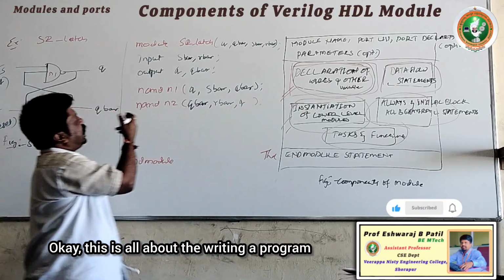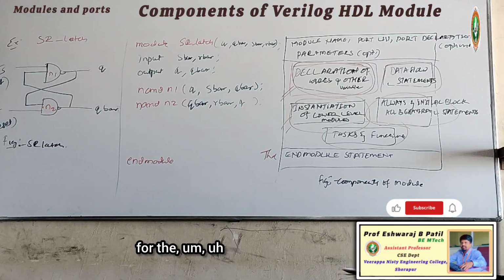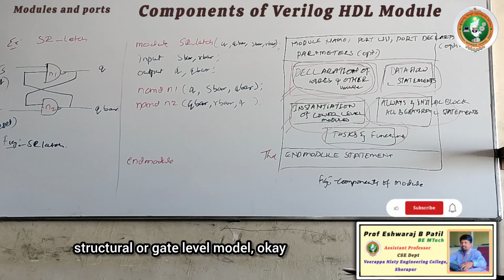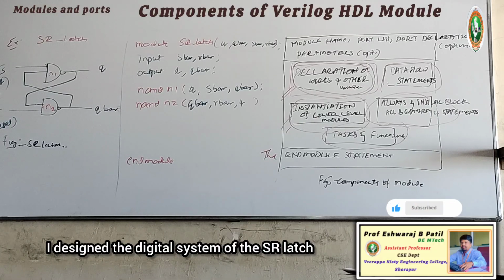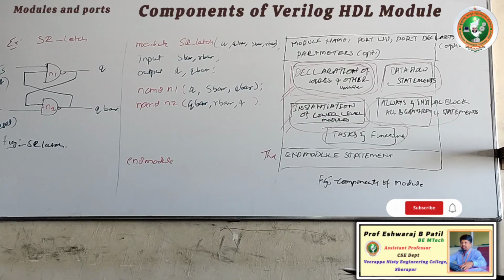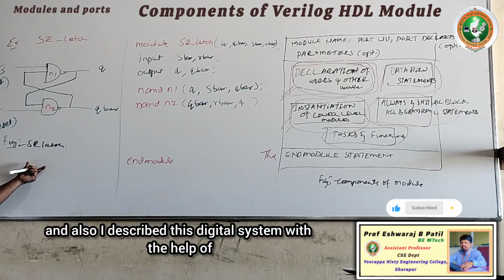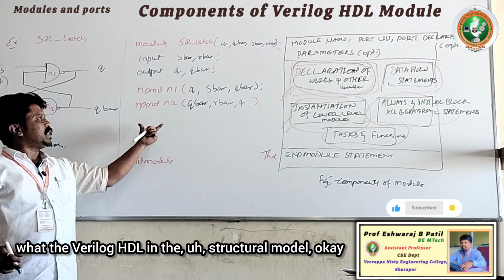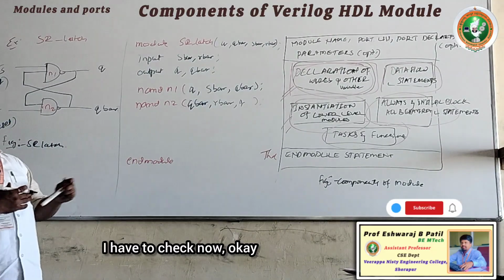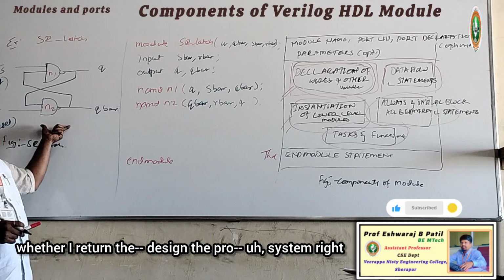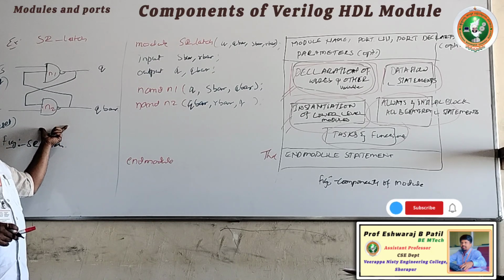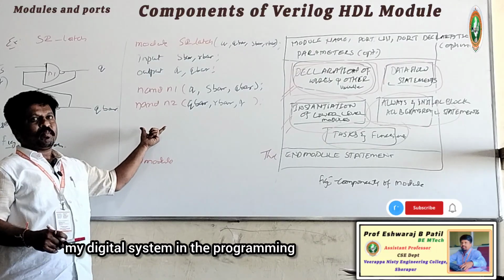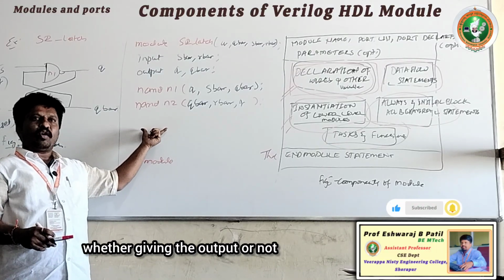Okay, this is all about writing a program for the SR latch in the structural or gate level model. I designed the SR latch as a digital system, and I described this digital system with the help of Verilog HDL in the structural model. Now I have to check whether I have written the program correctly, and whether my described digital system gives the output or not.